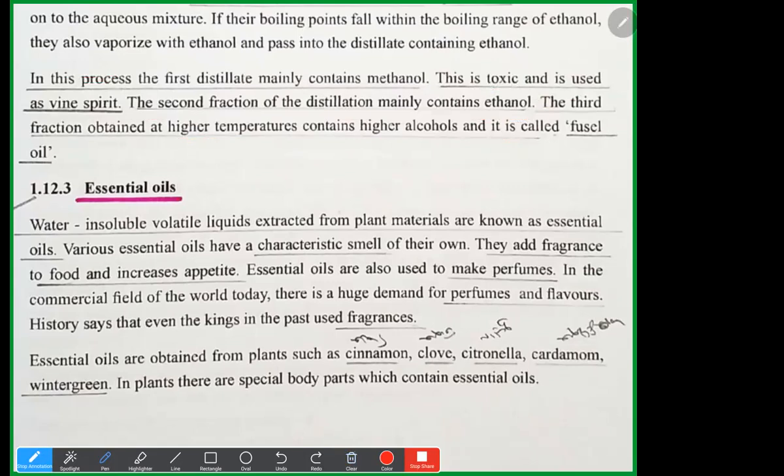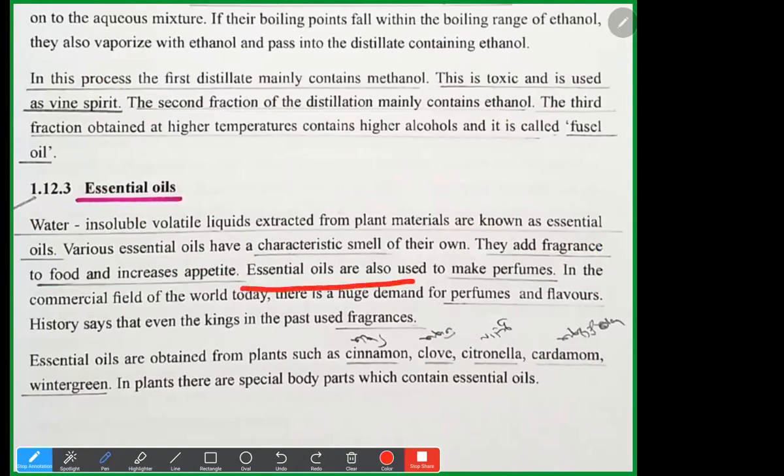This part we did for steam distillation. Water insoluble volatile liquids. So these liquids are supposed to be volatile, but also water insoluble. Extracted from plant materials, they are known as essential oils. Various essential oils have a characteristic smell of their own. They add fragrance to food and increase appetite.